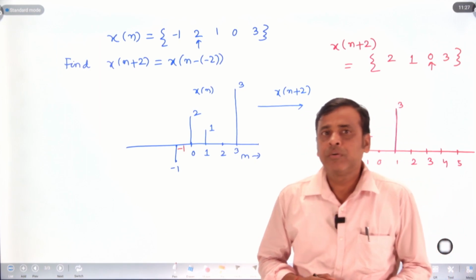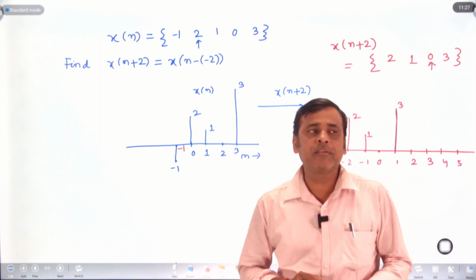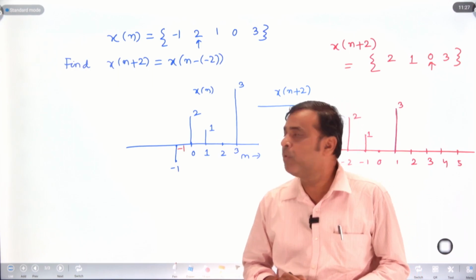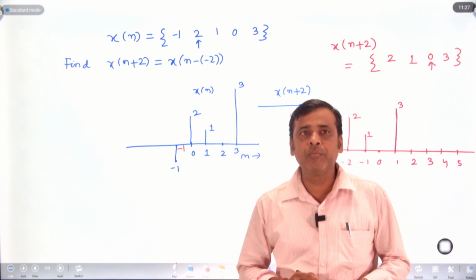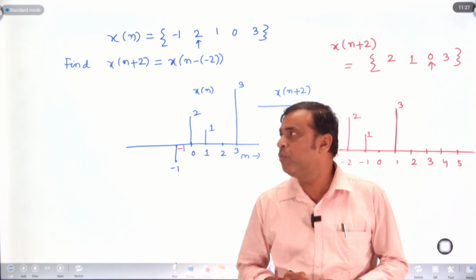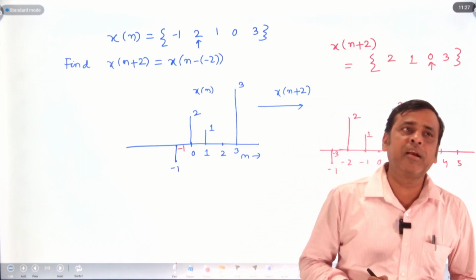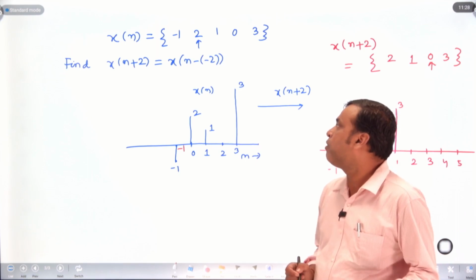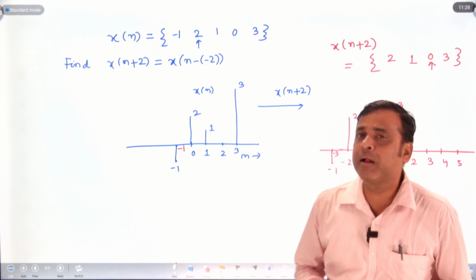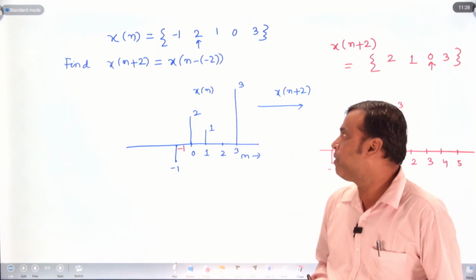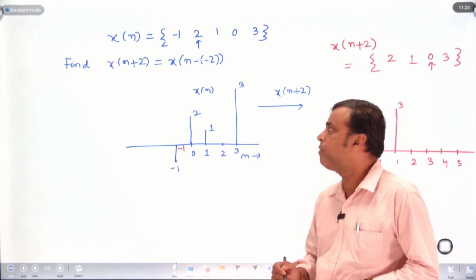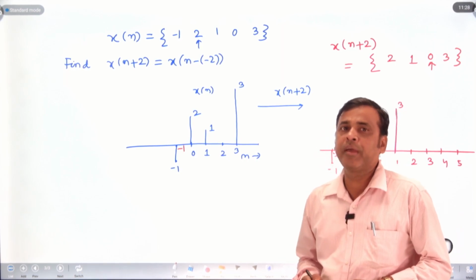So I will stop here today. In the next class we will solve more and more problems and numericals: if a number of discrete signals are given, how to perform folding, delay and advance, or convolution or correlation. Different types of examples and numericals will be carried out. Thank you.